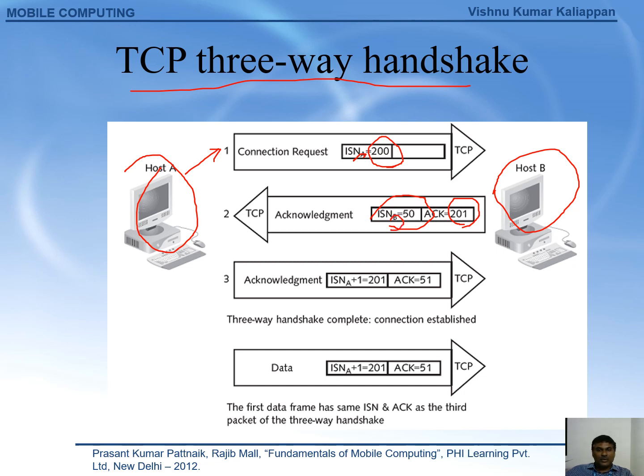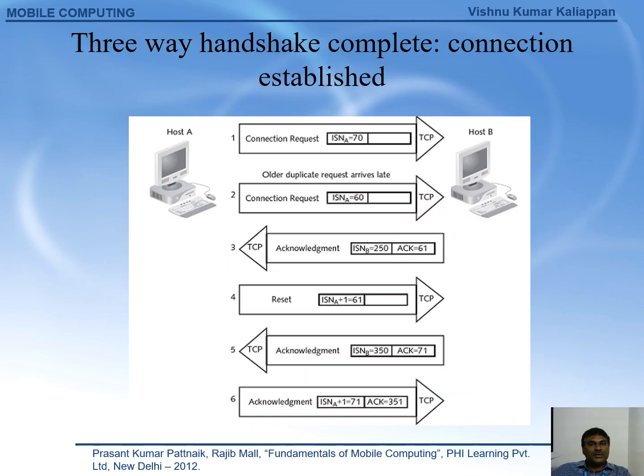So with the 201, once the acknowledgement is received by host A, host A will send back an acknowledgement with ISN plus 1 for the acknowledgement of 201, right? Once the acknowledgement is received, the data will be transferred from the host to the destination, that means from host A to host B. These three steps we call a three-way handshake. So this is how the three-way handshake connection establishment happens.